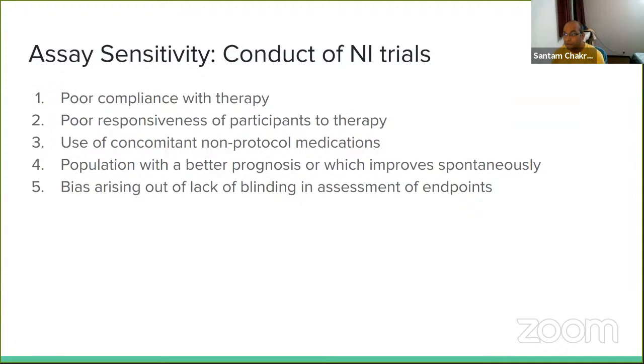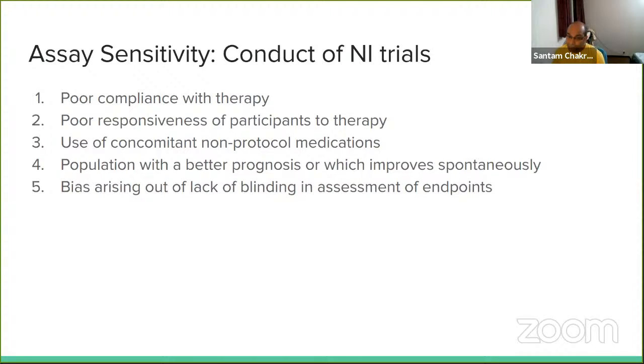Poor responsiveness of the participants to the therapy, use of concomitant non-protocol medications in a different manner, populations with better prognosis or where the prognosis improves spontaneously, and bias arising out of lack of blinding in assessment of endpoints are other reasons why assay sensitivity may be lost.